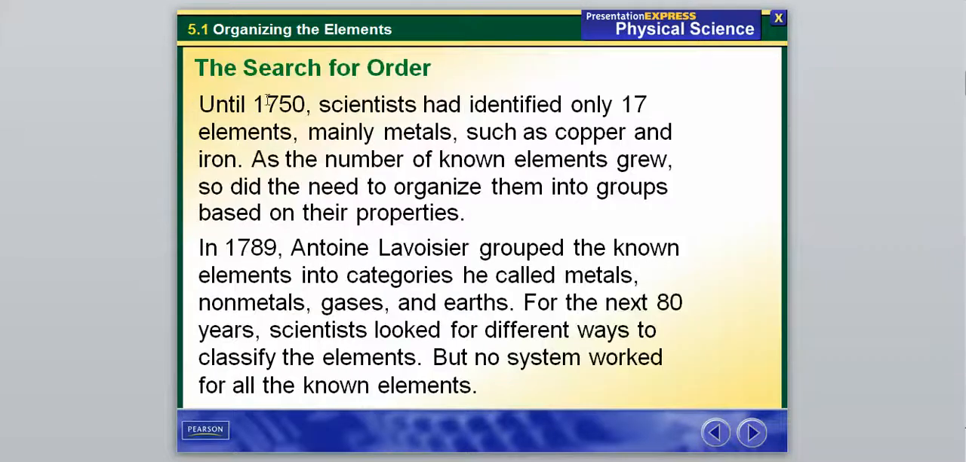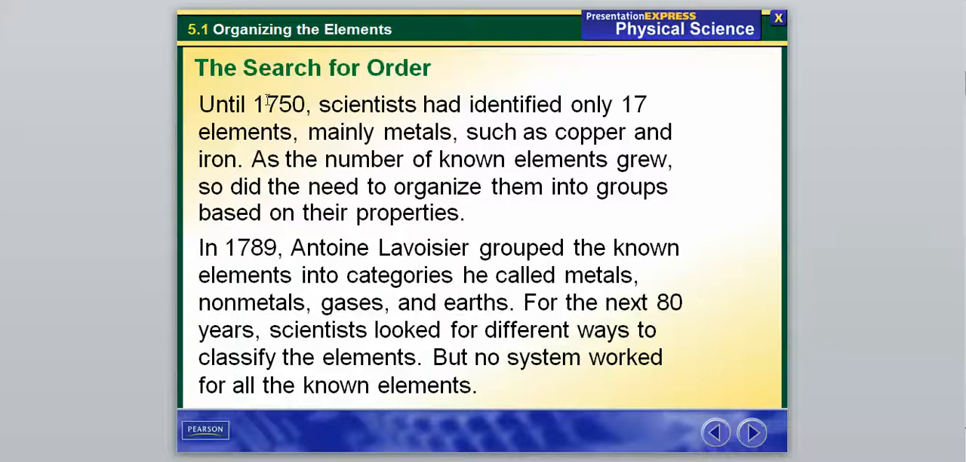So how the search began: in the 1750s is when someone first started taking a look at it. At this point, scientists had identified only 17 elements, which were mainly metals, one example being copper and another one being iron, and as the number of elements grew, so did the need to organize them into groups based on their properties. Even with only 17 elements, people were like, man, we really need to start figuring out a way to organize this.